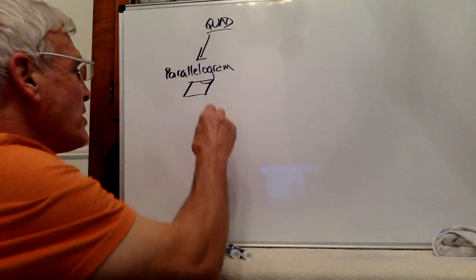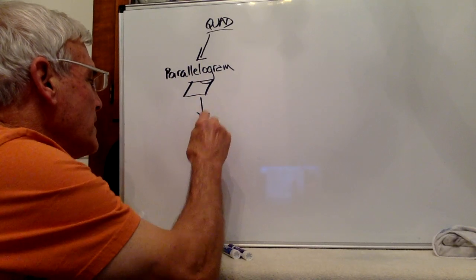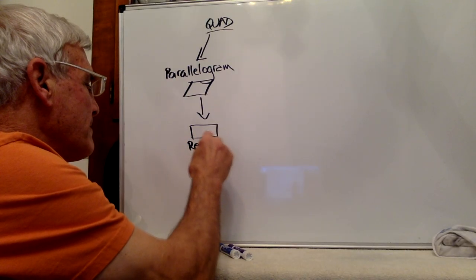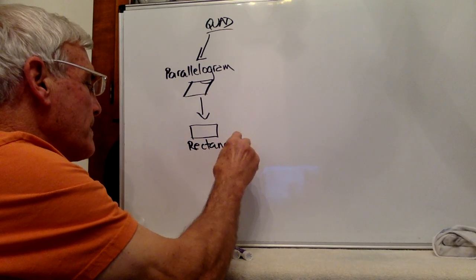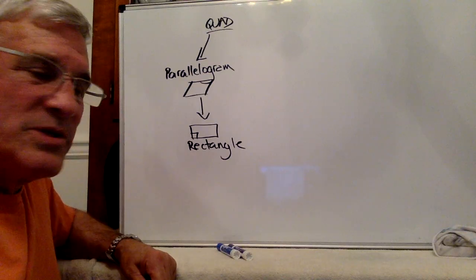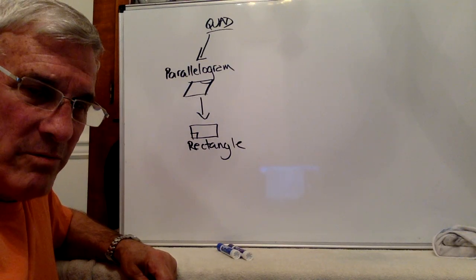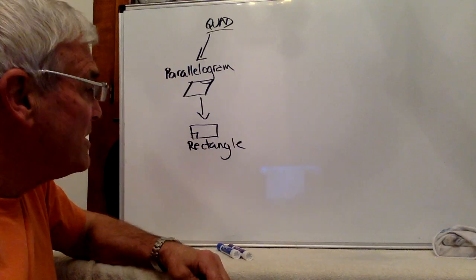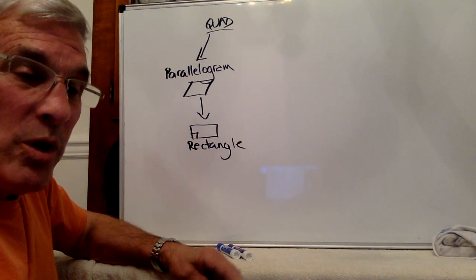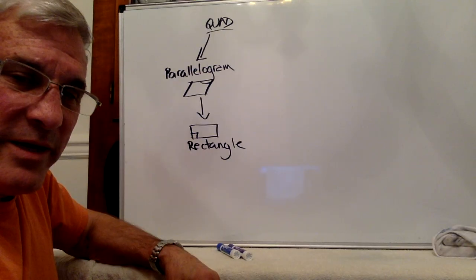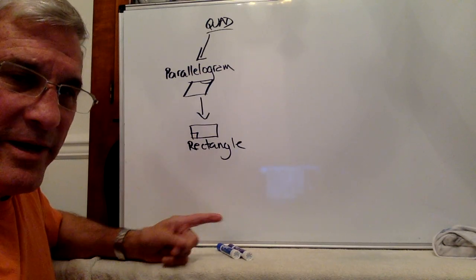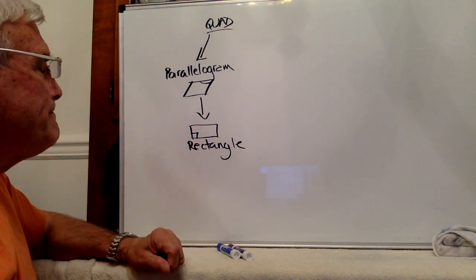A special parallelogram was a rectangle. A rectangle was a parallelogram with a right angle. And we ended up getting properties that said not only is there one, but all of the angles in a rectangle will end up being right angles. But by definition, a rectangle is a parallelogram with a right angle.